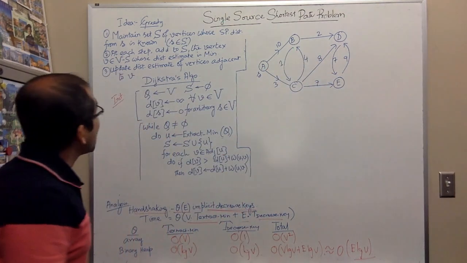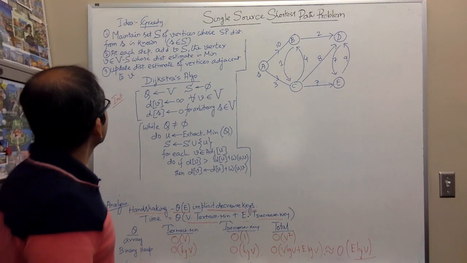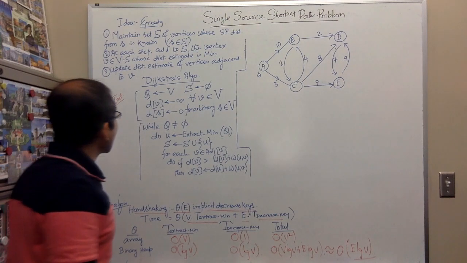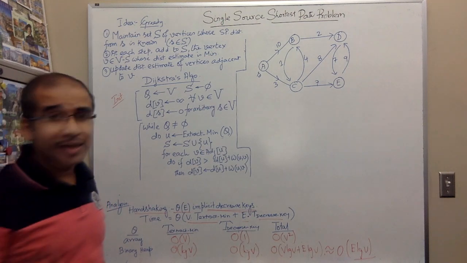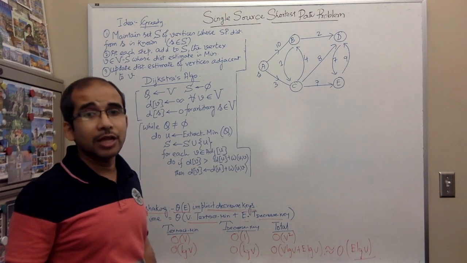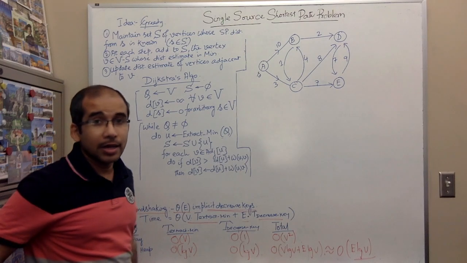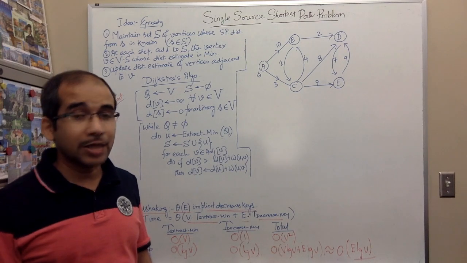Okay, so now how does this algorithm work? This is an important greedy algorithm. And why is it a greedy algorithm? The strategy of this algorithm is very similar to the one we studied earlier for the minimum spanning tree, which is Prim's algorithm.